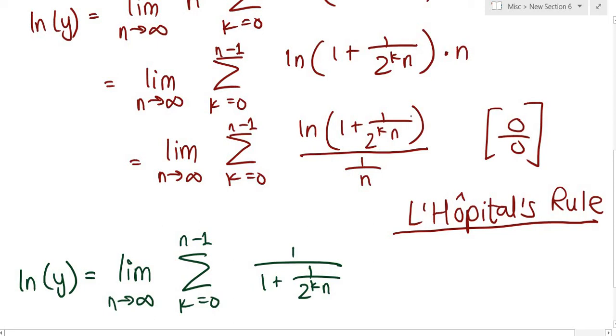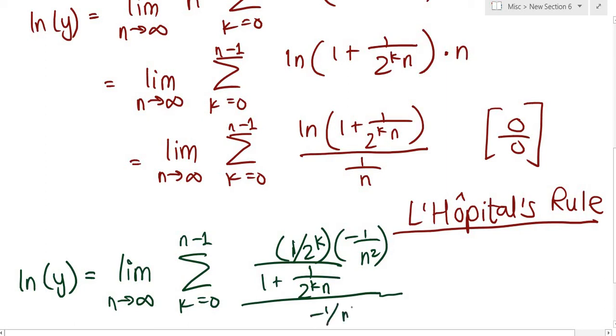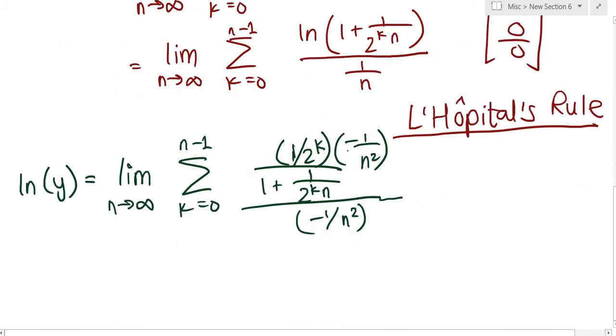So basically the derivative of this inside part: the derivative of 1 is 0, 1 over 2^k is a constant with respect to n, so you can write that as it is, and then the derivative of 1 over n is negative 1 over n squared. But don't forget to differentiate the denominator. Again, we differentiate 1 over n, so we get negative 1 over n squared. Yes, it looks like a mess, but the great part is this cancels out with this.